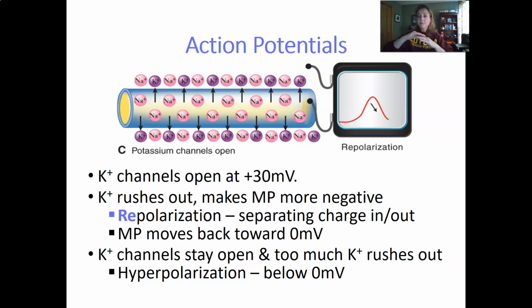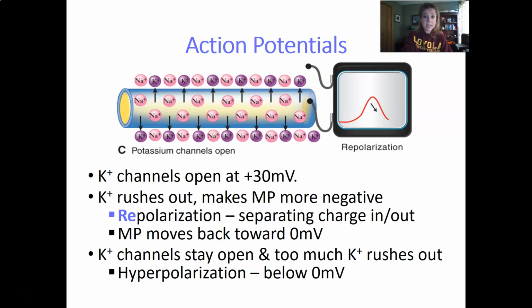And when the positive potassium flows out, well, you've got positive charge that's leaving the cell. And so now the inside of the cell is going to become more negative. You are going to re-separate the charges. This is a phase called repolarization. And as you can see on our voltmeter picture, you have repolarization happening, and you've got a downward slope to our action potential graph.